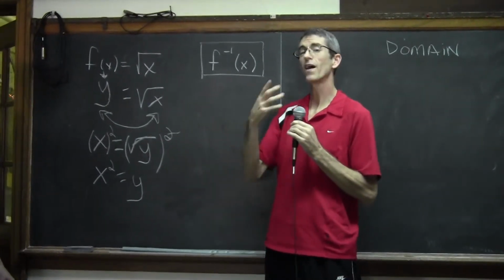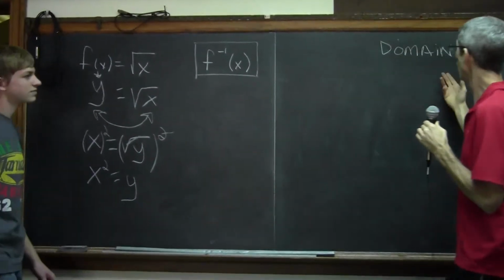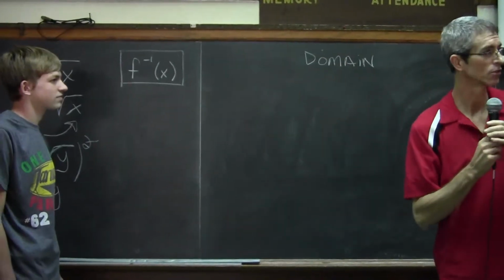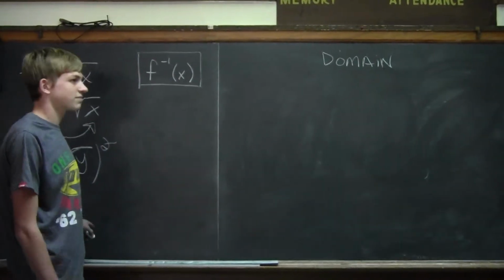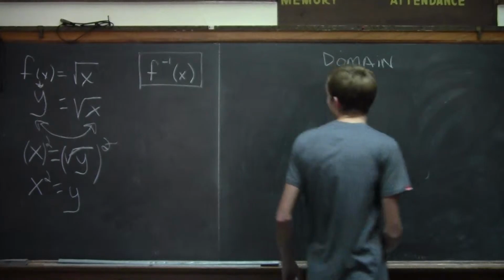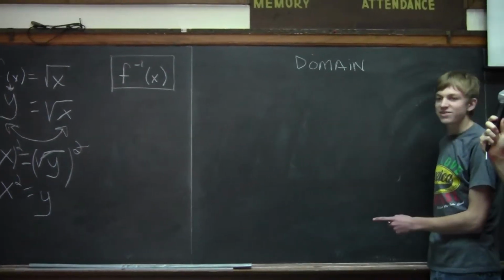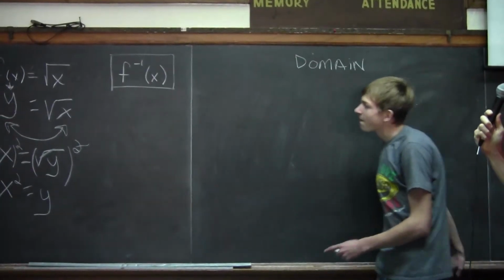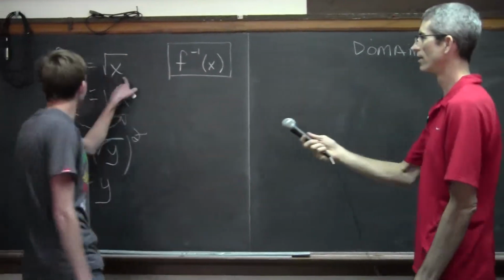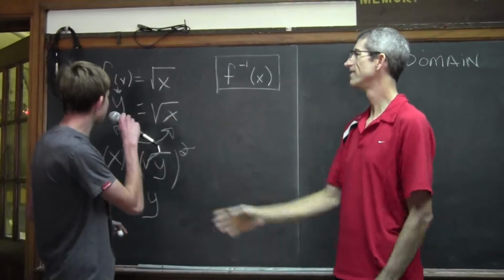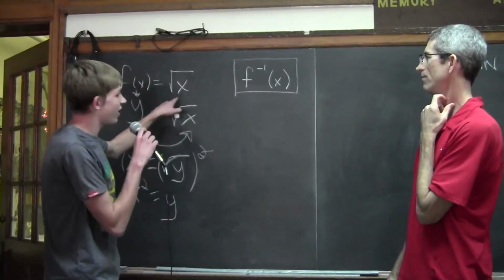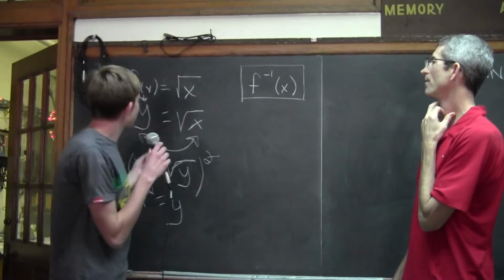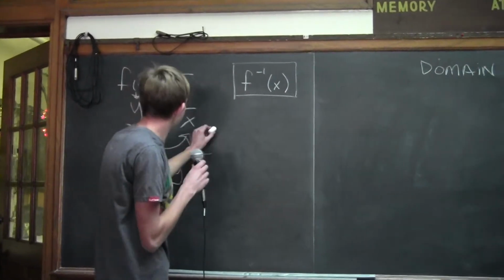Then the second part was find the domain. So what's the domain of the inverse? Now that's a little bit trickier. So John, well, first of all, what do you do to find the domain? How do you figure that out? So you just look for any number. So we're just going to look for any number that works in this problem. So let's try that out.